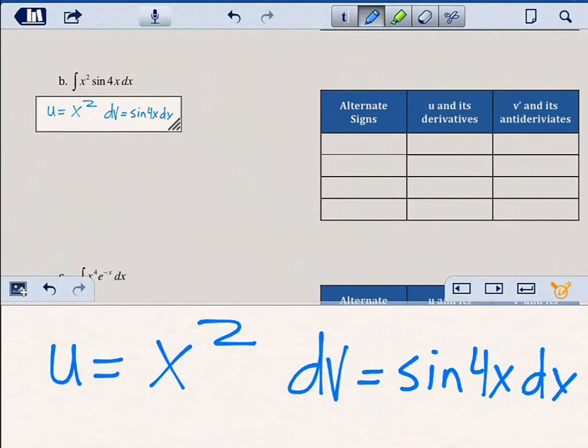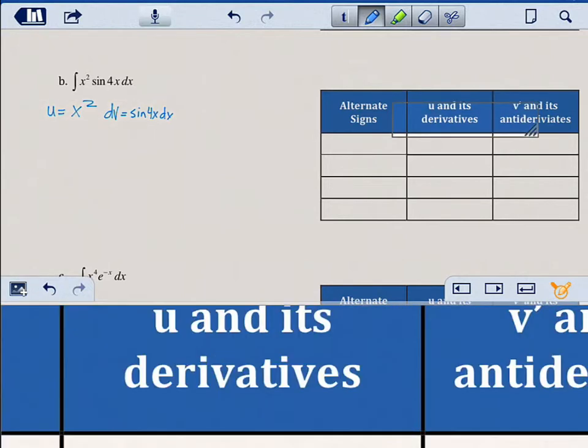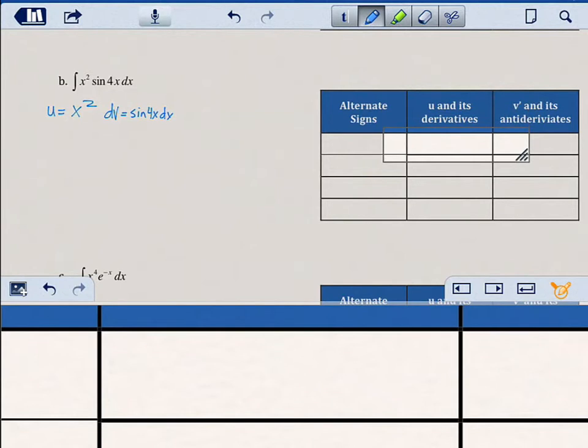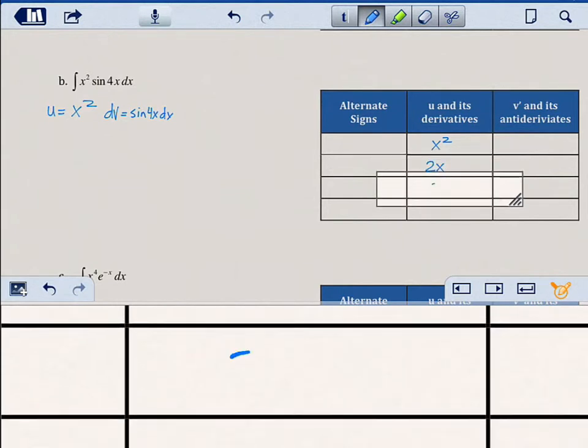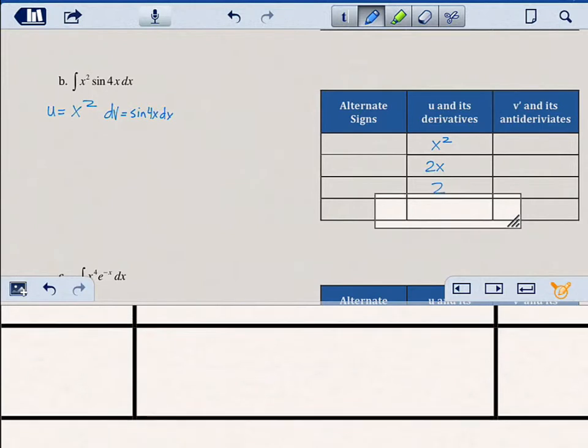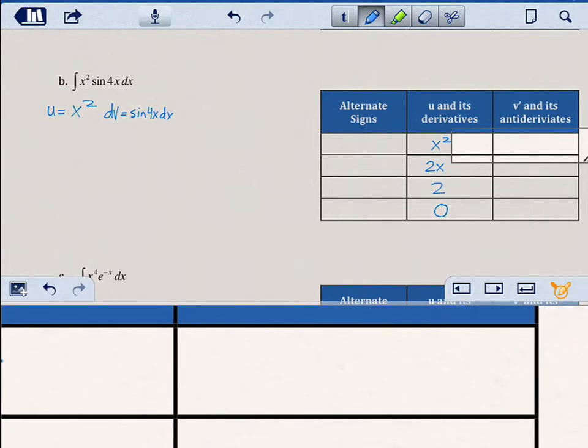All right, so let's go ahead and fill out u and its derivative right here. So u is x squared, and moving down, its derivative is 2x. The derivative of that is 2, and we continue all the way till the derivative equals 0. Next, let's take a look at v prime. So v prime was sine of 4x. And again, we don't have to write the dx part because we know it's there.